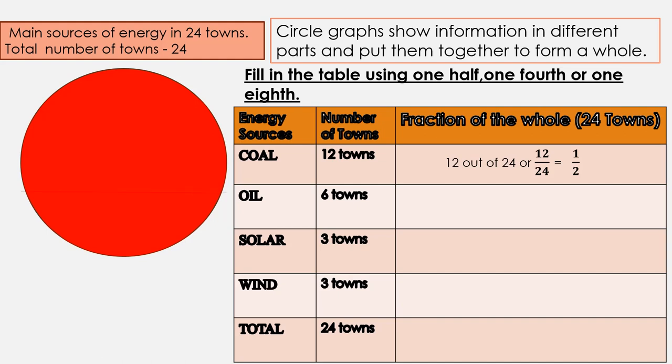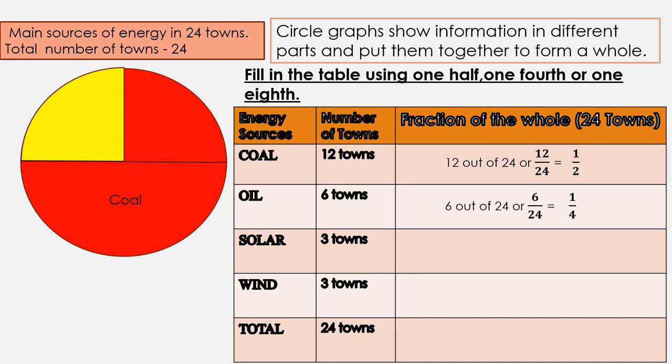So 1/2 of the towns' main source of energy is coal. For six towns, the main source of energy is oil. 6 out of 24, or 6 by 24, equals 1/4. So, 1/4 of the towns' main source of energy is oil. For 3 towns, the main source of energy is solar. So, 3 out of 24, or 3 by 24, equals 1/8. So, 1/8 of the towns' main source of energy is solar.